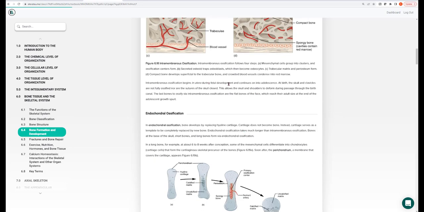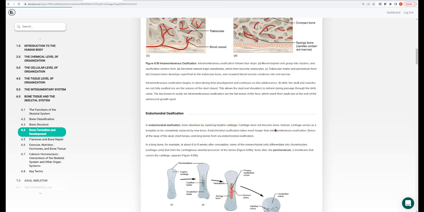This does begin during fetal development, as does this next type, the one I want you to know more about, and this is endochondral ossification. Again, it has the word chondro in it, this root word meaning cartilage. This is what most of your skeleton comes from. This is bone which replaces first hyaline cartilage.